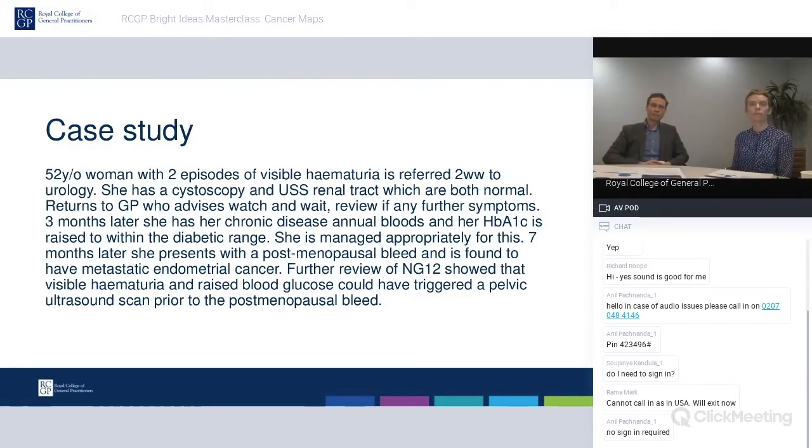So anyone using the maps would have found that the raised blood sugar, the raised HbA1c, in conjunction with visible hematuria, would have led the clinician to consider an ultrasound of her endometrium. So that would have flashed red on map 2. So we might have been able to diagnose that one 7 months earlier than was here.